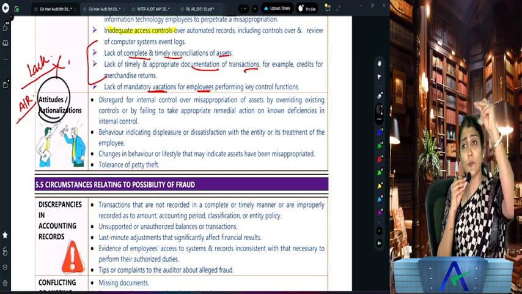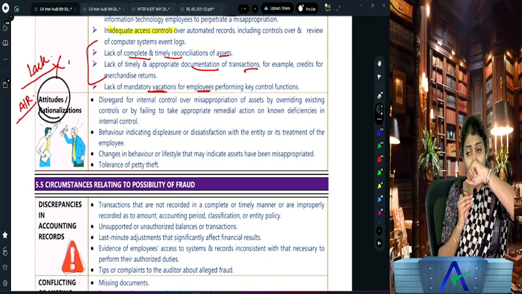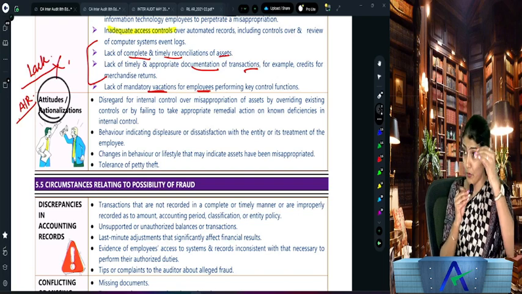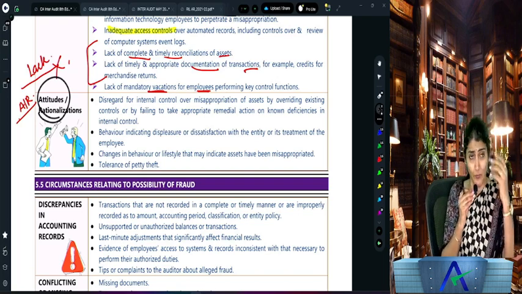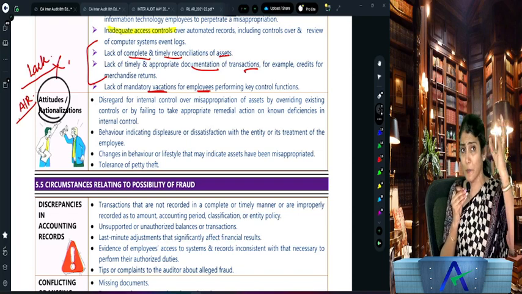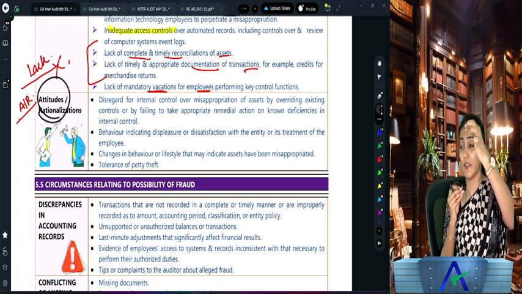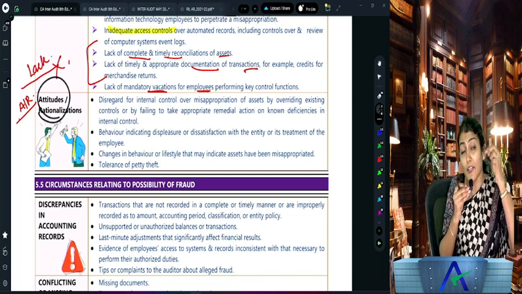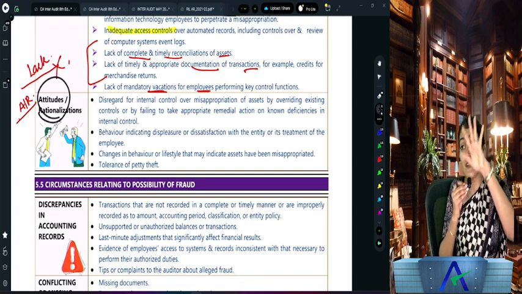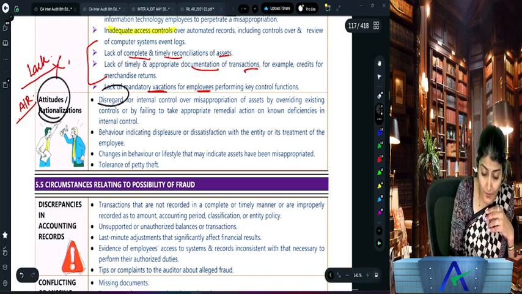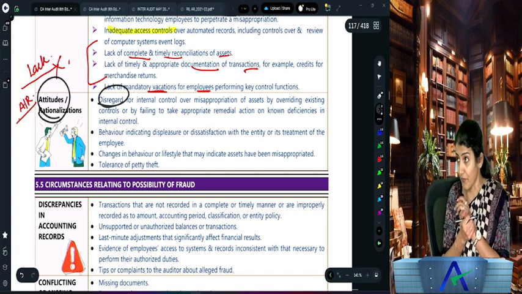There, what was the first point in the attitude rationalization? We are known for not complying with the law. We are known for tax evasion. We always fight with our auditor. We dominate our auditor. That was the attitude rationalization for the fraud in the accounting. Now, what is the attitude rationalization for the misappropriation of assets? You say there is a control. We never follow the control. Disregard for internal control. You understand?